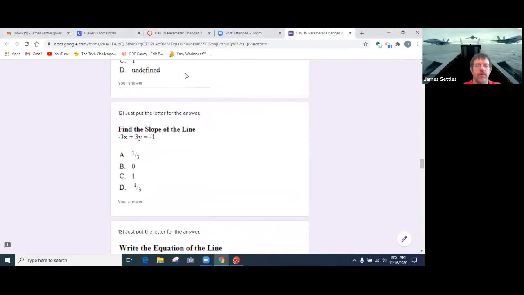Number 12. I'm going to work this out very quickly. Anytime we have x and y on the same side, then the number in front of x is not slope. You have to get y by itself. Now, if you don't know what you're doing here, then your strategy should be to guess C, right?